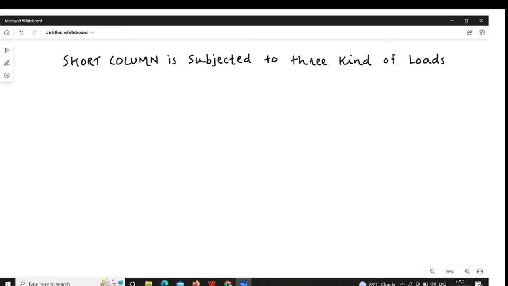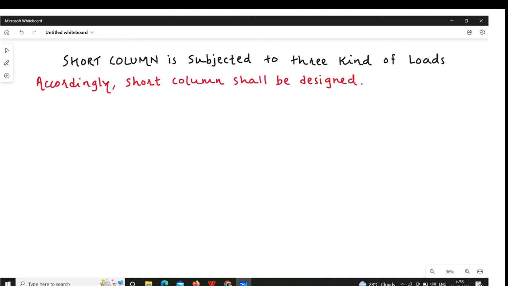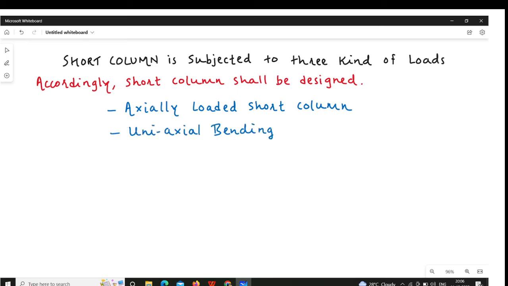So a short column is subjected to 3 kinds of load. Depending on that, we have to design different short columns. We have to design for axially loaded column, uniaxial bending and biaxial bending. So depending upon the position of the load on the column, we have 3 different short columns. Okay, so depending on the position of the load, we have to design 3 different columns.